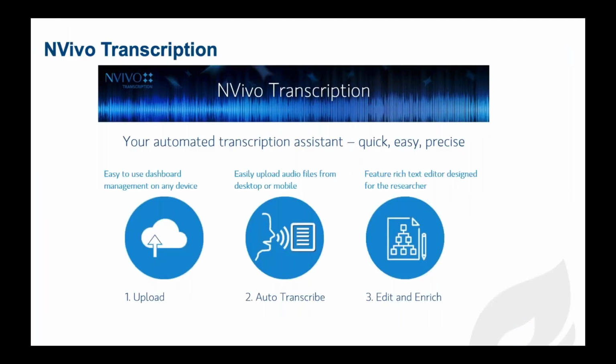A few more words on NVivo transcription for those of you who thought, oh, maybe this could be interesting for me. So NVivo transcription is an automated transcription assistant. So what you do is you go to the NVivo transcription platform, you upload your audio or video file, and then you can automatically have it transcribed. Usually it takes about half of the time of the length of the audio. So if you have a 60-minute interview, it should be back in 30 minutes.